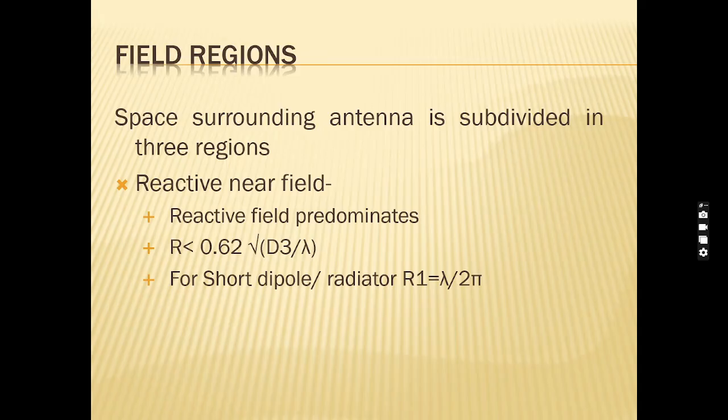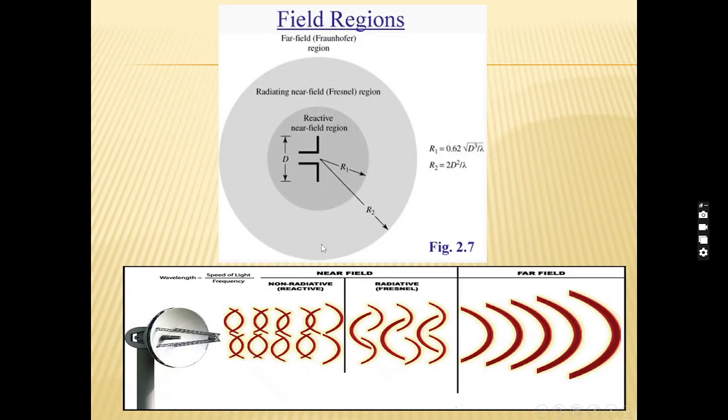The space surrounding an antenna is usually subdivided into three regions: the reactive near field, the radiating near field, and after the radiating near field there is the far field, as shown in the figure. These regions are designated to identify the field structures in each.